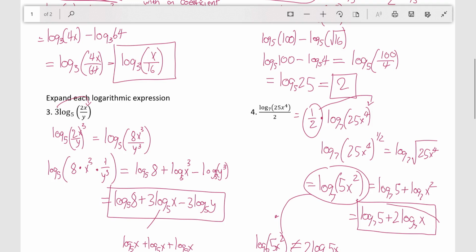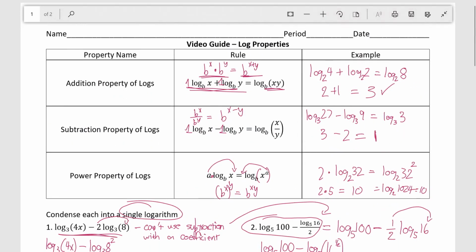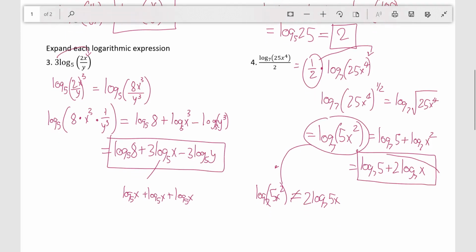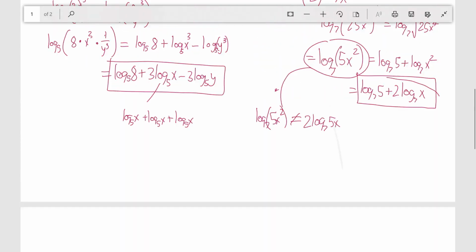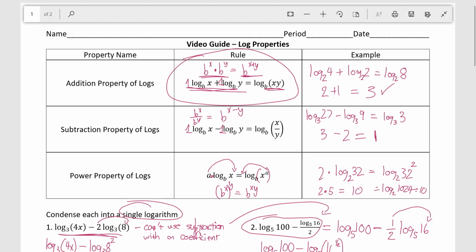If you would like to continue watching, I'm actually going to go through a short little algebraic proof of this first property. If that interests you, you can keep watching. If not, this is everything you need for the homework. But if you're just curious about why these log properties even work, then I'm going to show you how the first one works, because the second and third ones are just applications of the first one.